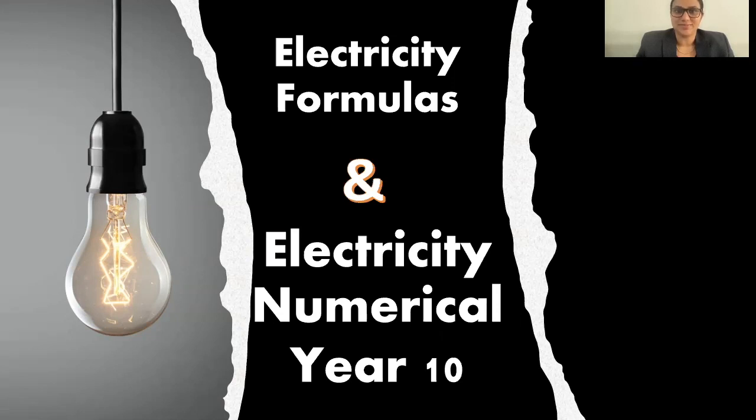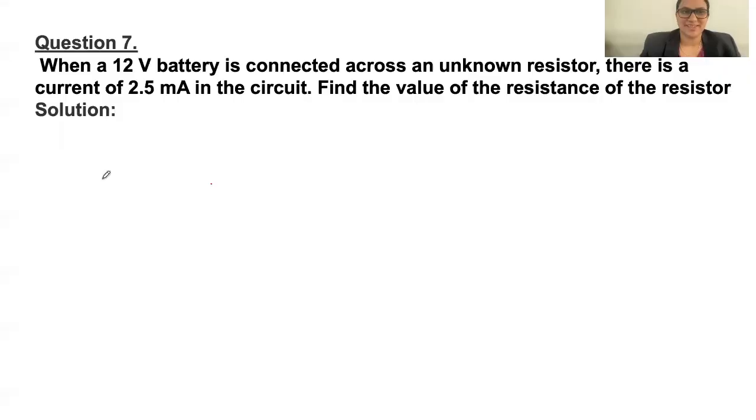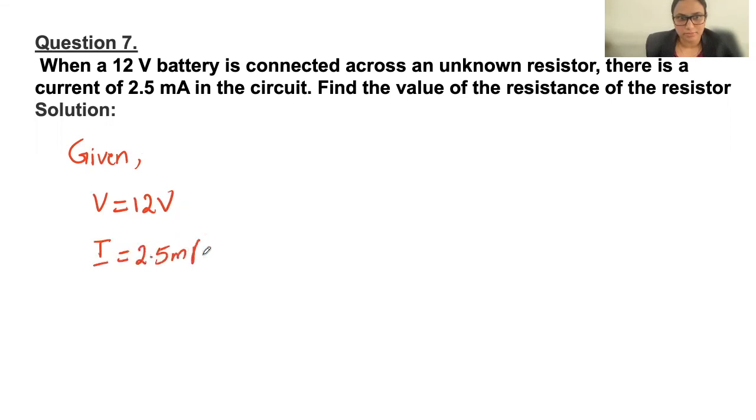So let us start. Question number 7 is, when a 12-volt battery is connected across an unknown resistor, there is a current of 2.5 milliampere in the circuit. Find the value of the resistance of the resistor. But we have to calculate the resistance. So what is given here? V is given, that is 12 volt, and I is given, so 2.5 milliampere.